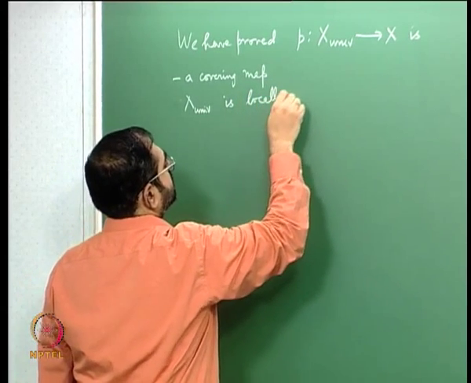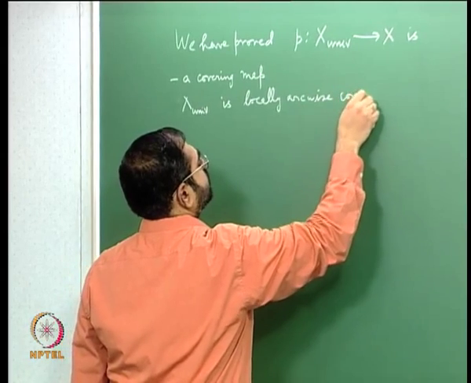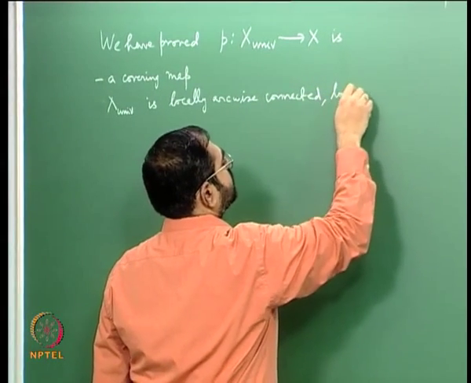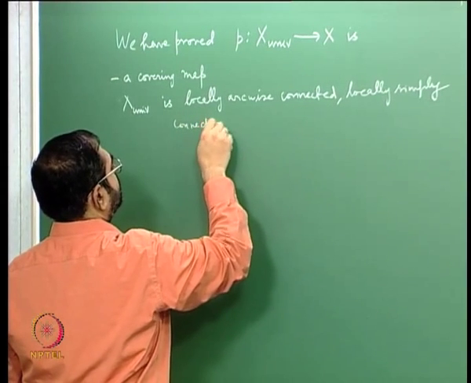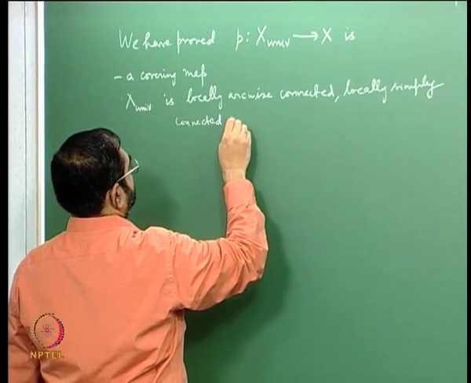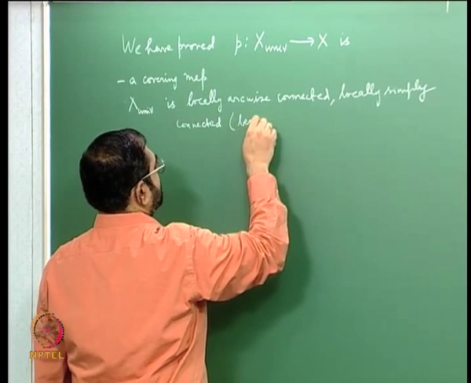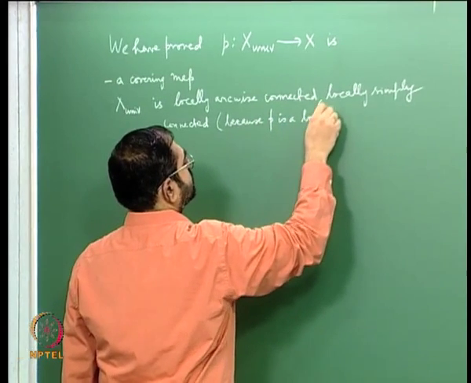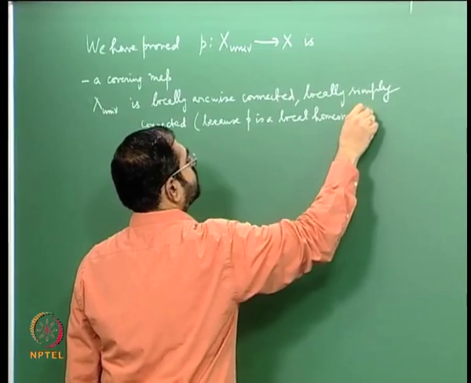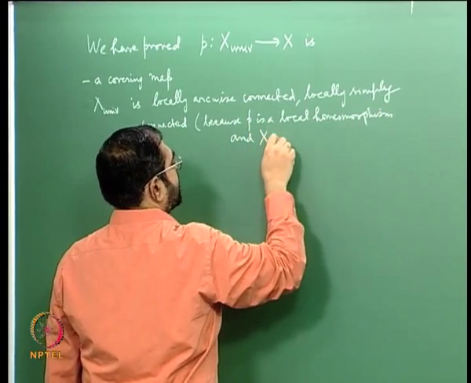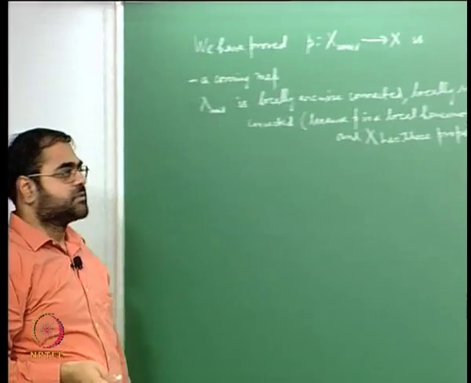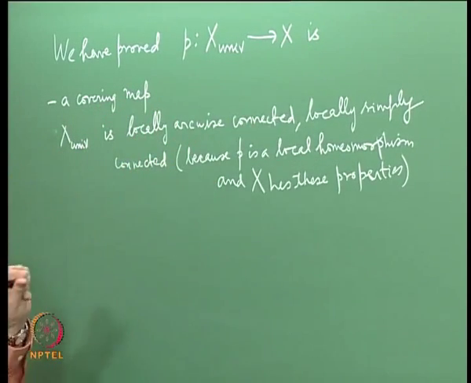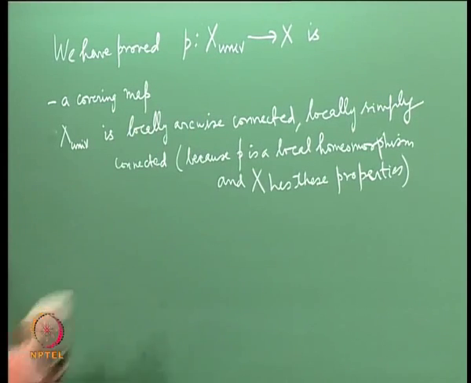locally arcwise connected, locally simply connected, basically because P is a local homeomorphism, and X has these properties. Okay, so we have proved that this is a covering map, and so X sub unif is of course locally arcwise connected, locally simply connected.